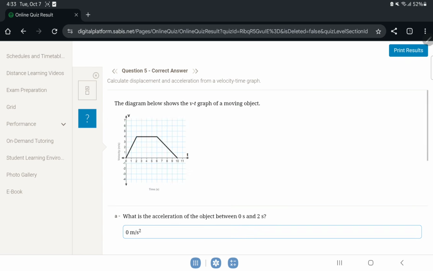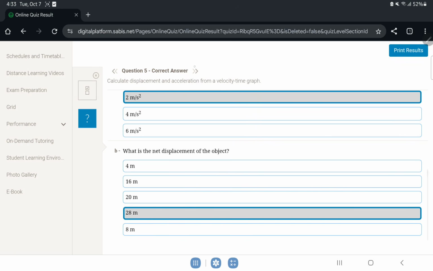Now, the net displacement of the object. It's a VT graph. That means that the net displacement is equal to the area under the graph. And it's a trapezoid. So the rule for the area of a trapezoid is base 1 plus base 2 over 2 times height. Base 1 here is 10 plus base 2. Here we have 2 and 6. So 6 minus 2 will be 4. Over 2 times the height, like this, will be 4. So 14 over 2 times 4. So 7 times 4, and you will get 28 meters.